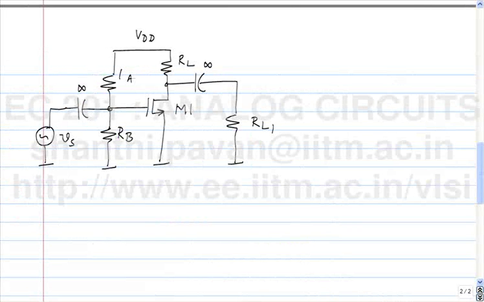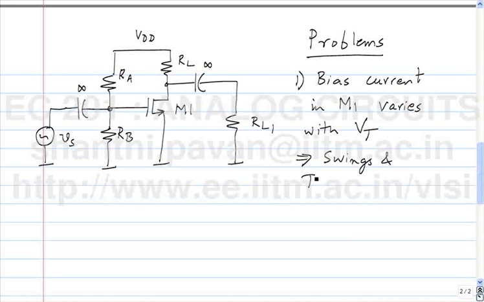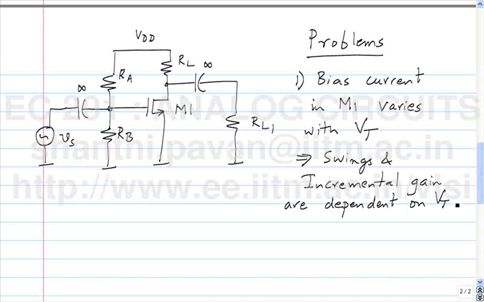So as we already discussed, what are all the problems with this circuit? One is that the DC current, so the bias current in the transistor, which is M1, varies with the threshold VT. The bias current varies as VT of the device changes, which means that swings and incremental gain are now dependent on VT. You understand? Why is the incremental gain dependent on VT?